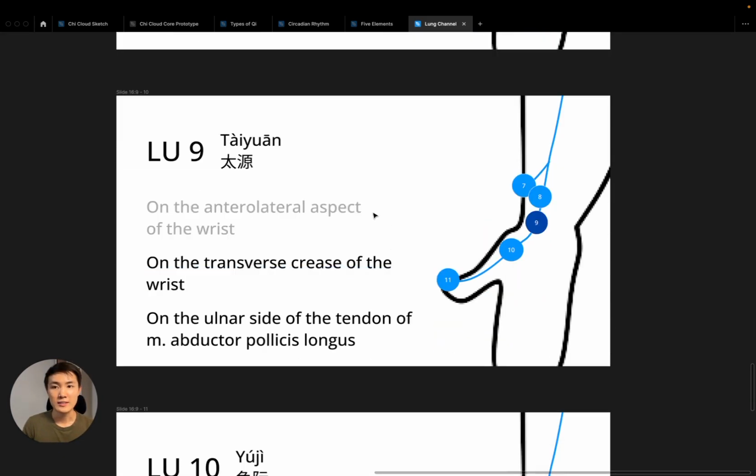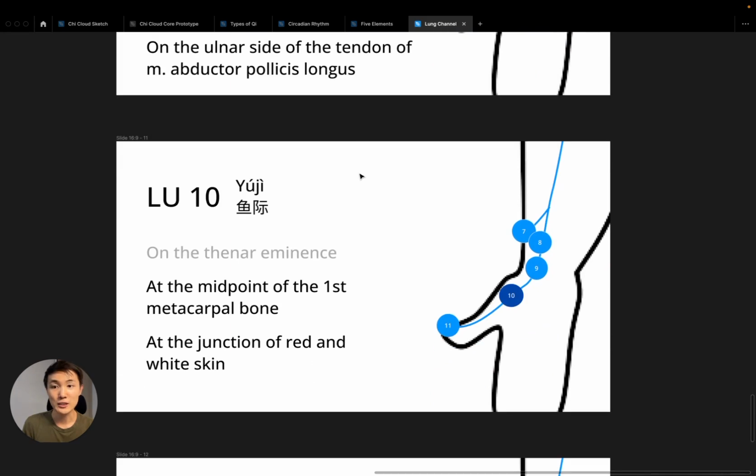Lung 9, 太原, is on the anterolateral aspect of the wrist. So it's actually on that transverse crease of the wrist. And once you find that depression, you'll find the tendon right next to it, which we talked about, abductor pollicis longus. And you're going to go ulnar to that, making sure not to puncture the acupuncture needle into the radial artery.